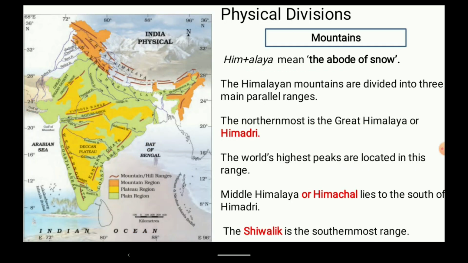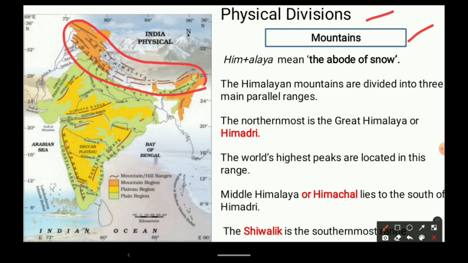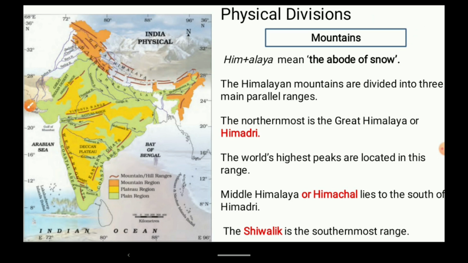Next, we are going to see about our physical divisions. First, we are going to see mountains. India has the most important mountain, the Great Himalayas. The Great Himalayas is further divided into three main parallel ranges. The northernmost is the Himadri, the southernmost is the Shivalik, and the middle range is called Himachal. In the Himadri, the world's highest peaks are located. In the Himachal, most of the famous hill stations are located.